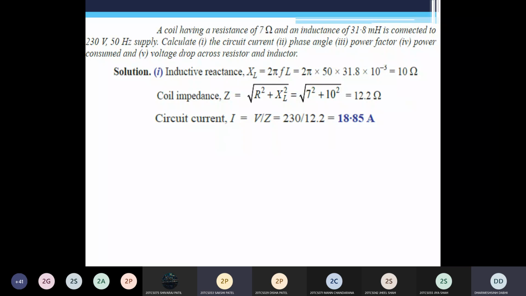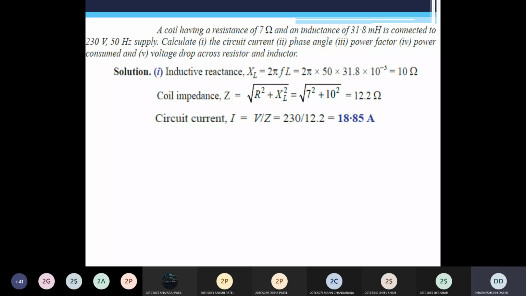55.0079. Yes, that is almost 55 angle. Is it leading or lagging power factor angle? Lag.